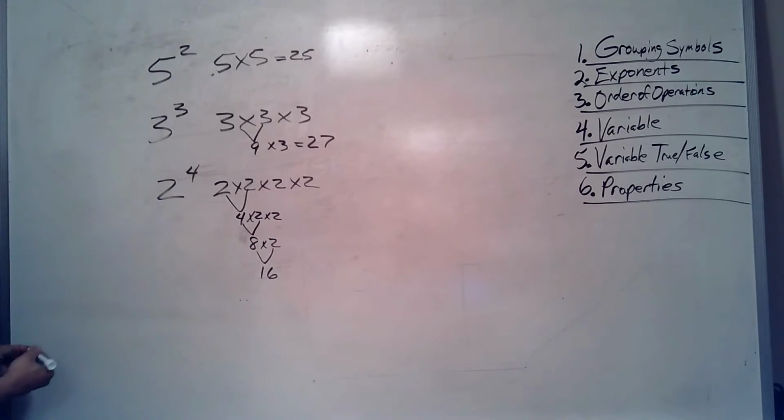So if you were a knucklehead and you didn't pay attention, and you're going to go 2 times 4 is 8, then you will get a wrong answer every day, including your birthday. Don't do it.